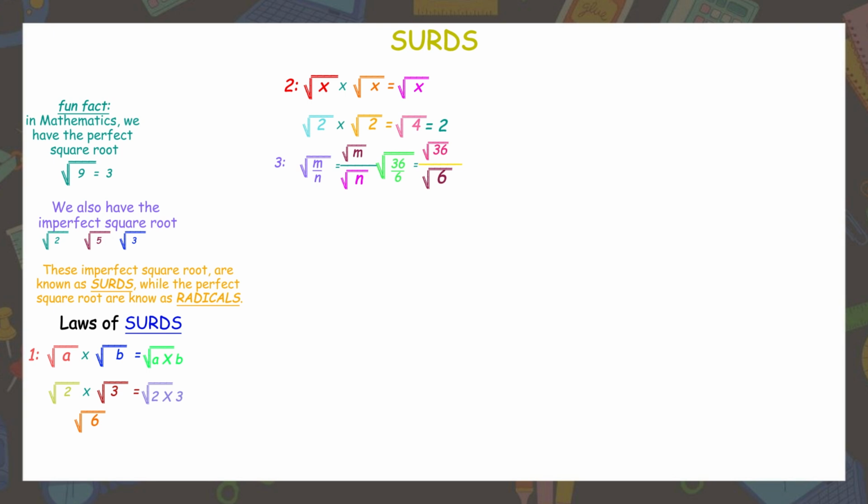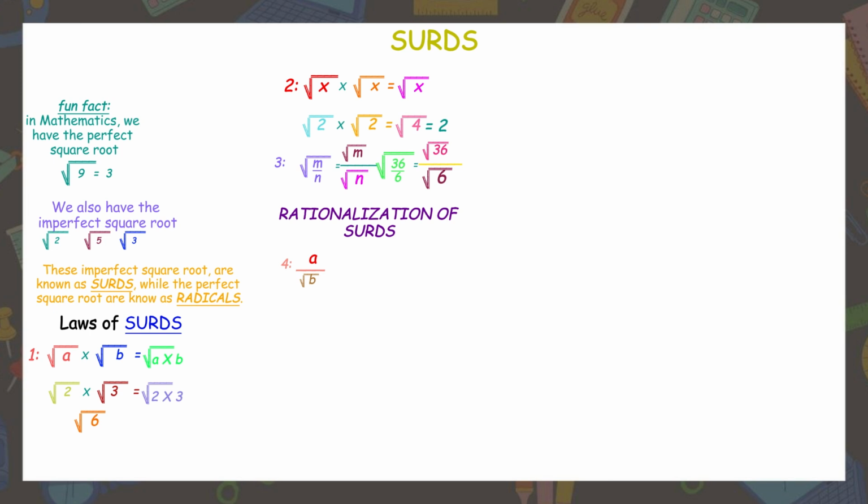Then additional laws of surds are the ones we call rationalization of surds. So an additional law or rule is that, for example, when we have a over the square root of b, you rationalize.